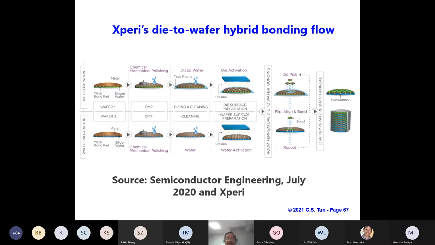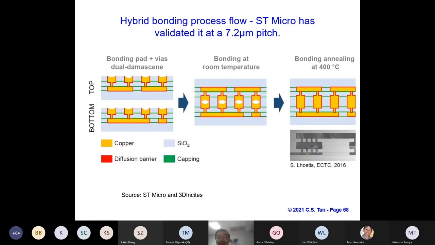This is basically what I can find last year from the Semiconductor Engineering website, a process flow for die to wafer hybrid bonding, and this is coming from Xperi, right? Now ST Micro, they were also in the CIS image sensor business. So this is their version of hybrid bonding. They are looking at a 7.2 micron pitch, whereby having very good control during the CMP process and controlling the dishing is extremely important, right?